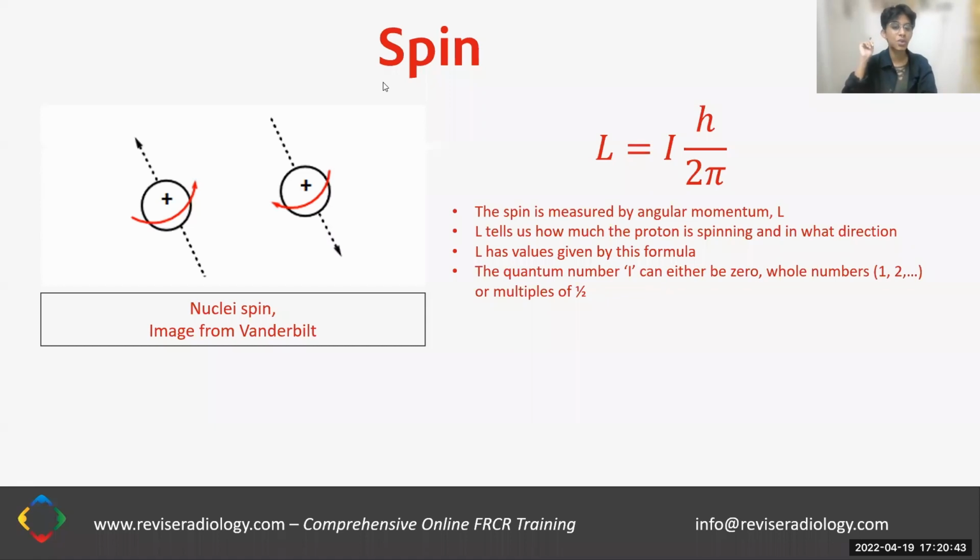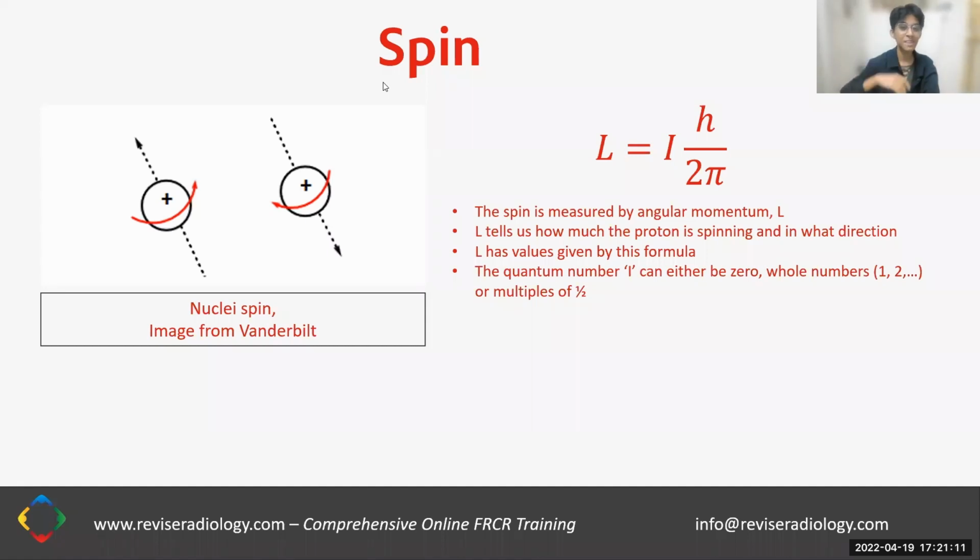When the proton is spinning, we're trying to talk about the spin of the proton. So we come up with this term called angular momentum, for which the symbol is L. The angular momentum tells us two things. It tells us how fast the proton is spinning, or how much the proton is spinning. And it also tells us in what direction. There is a formula for angular momentum here. L is equal to I h by 2 pi. Here h is Planck's constant. It's just a number.